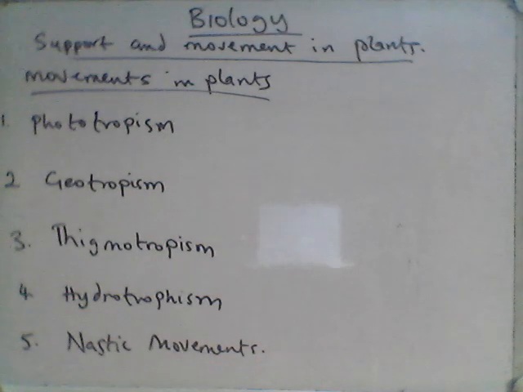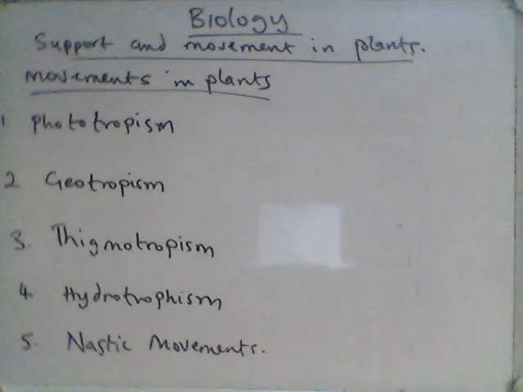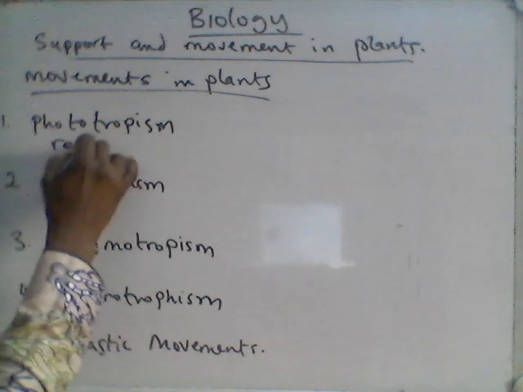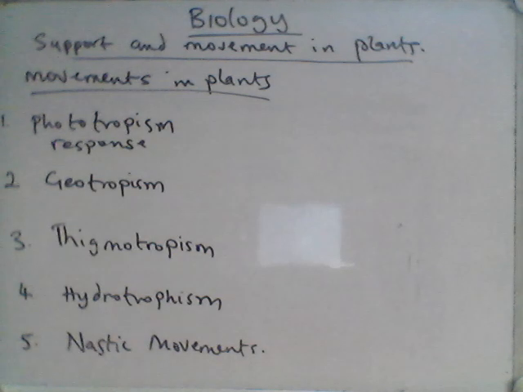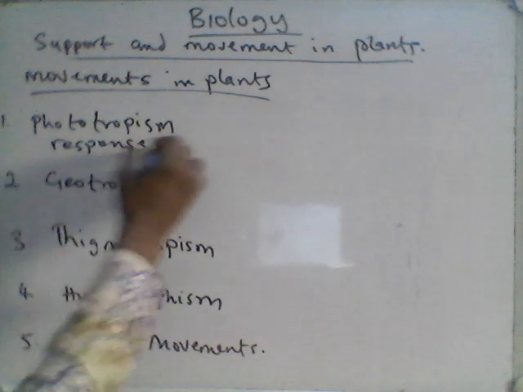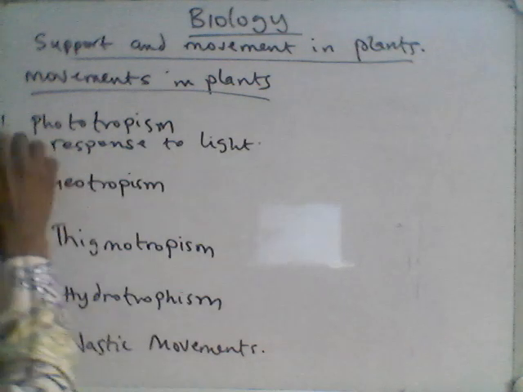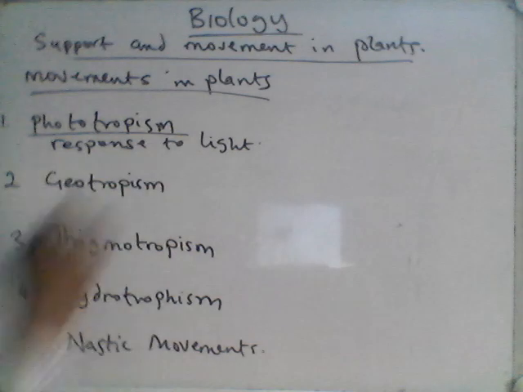Okay, so here we talk about movement in plants. How does a plant move? If they exhibit a kind of movement, what do we call it? So these are the types of movement in plants. The first one I have here is phototropism. Phototropism has to do with response to light. Movement can come from response to a stimulus or need. So when plants move in the direction of light, we call that movement phototropism.